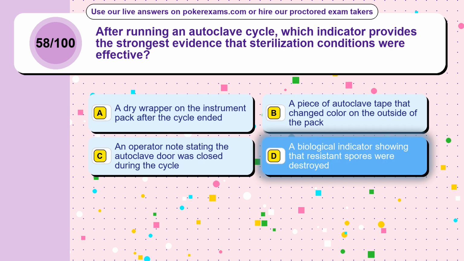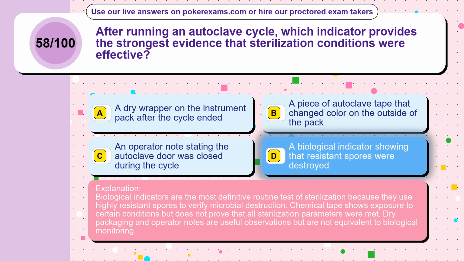The correct answer is option D. A biological indicator showing that resistant spores were destroyed. Biological indicators are the most definitive routine test of sterilization because they use highly resistant spores to verify microbial destruction. Chemical tape shows exposure to certain conditions but does not prove that all sterilization parameters were met. Dry packaging and operator notes are useful observations but are not equivalent to biological monitoring.